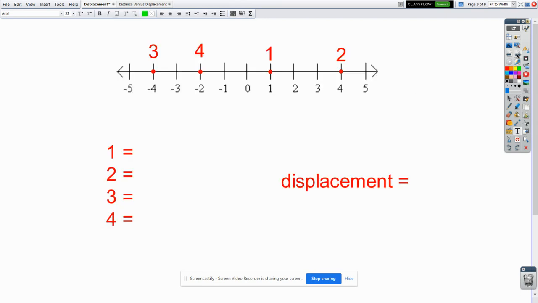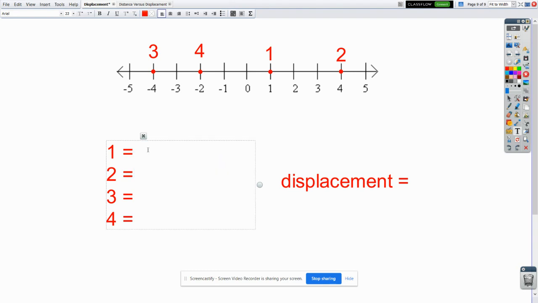So here I have an object that's undergoing motion. There are 4 different components of that motion. Our object, we're going to assume, starts at 0 and moves over here to position 1. Then it moves from position 1 to position 4. Then it moves from position 4 to position -4. And then it moves from -4 to -2. We're going to calculate the displacement.